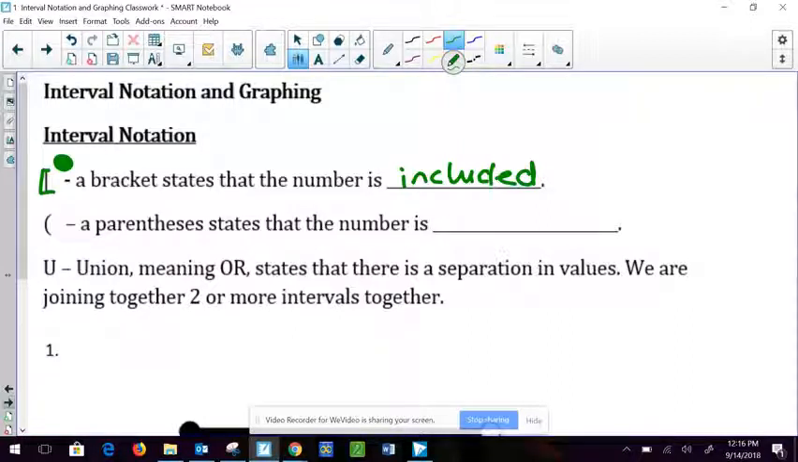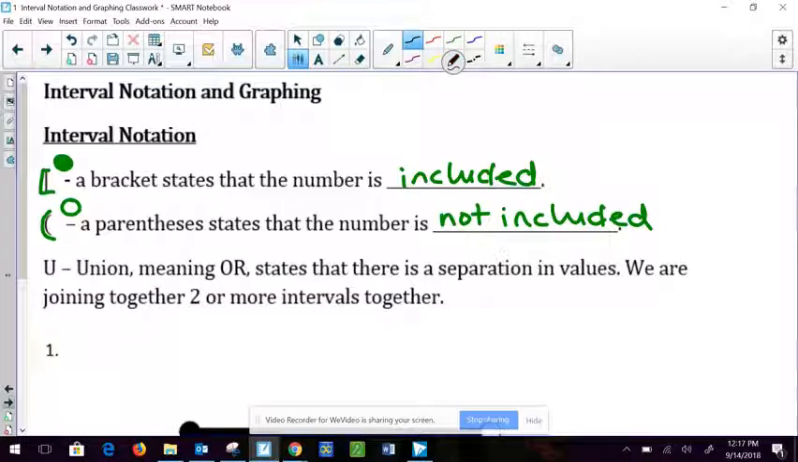On the flip side, a parenthesis states that the number is not included. Just like when we did that chart, we said not included was an open circle. A parenthesis is kind of curved, and the outside edge of our open circle is also curved. That's a good way of remembering it. To recap, you're going to use a bracket when the number is included, and a parenthesis when the number is not included.